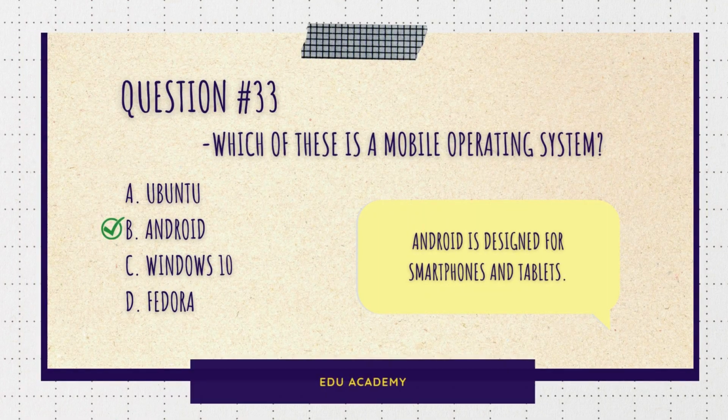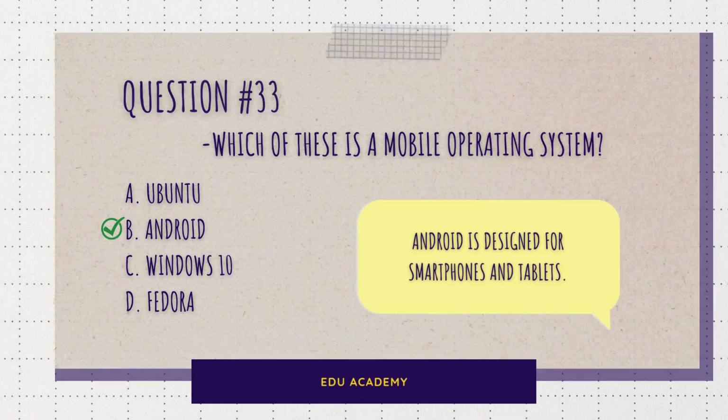Time's up. The correct answer is B. Android. Android is a mobile operating system used in smartphones and tablets. Ubuntu, Windows 10, and Fedora are mostly used in desktops and laptops.